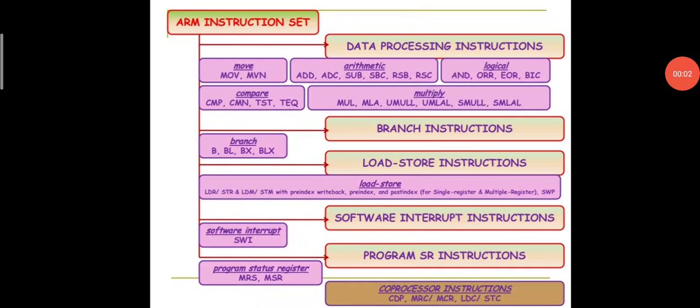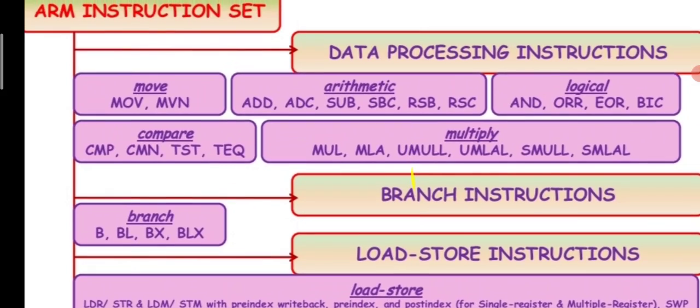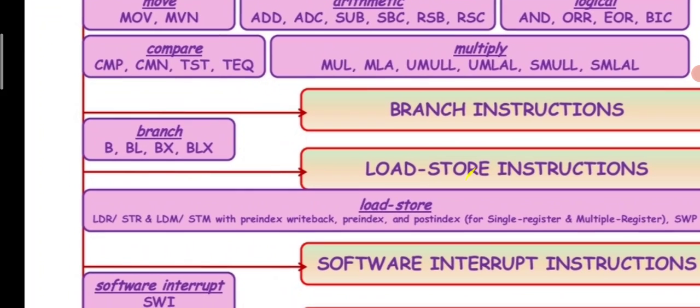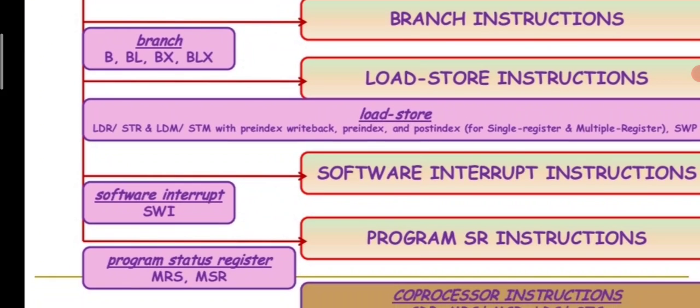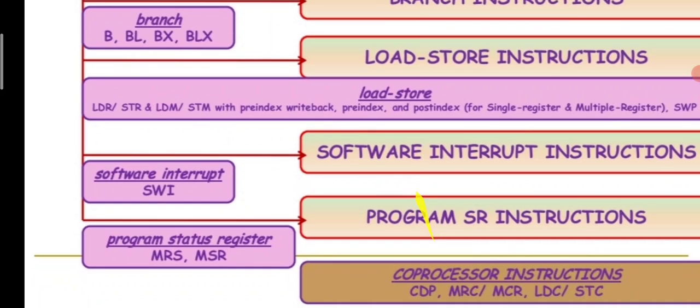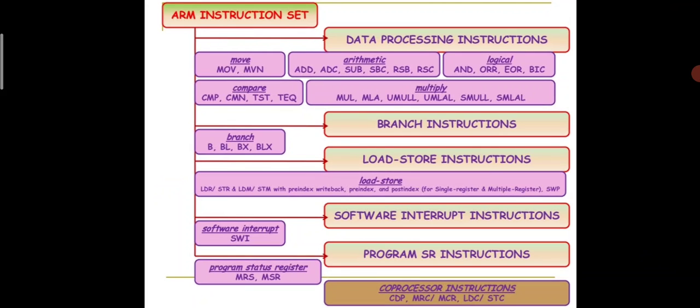Dear students, welcome back to Microcontrollers and Embedded Systems. We are studying in the second module, instructions or the instruction set. ARM instruction set, I'll tell you, these are all the ARM instruction sets available: data processing instructions, branch instructions, load and store instructions, software interrupt instructions, program status register instructions.